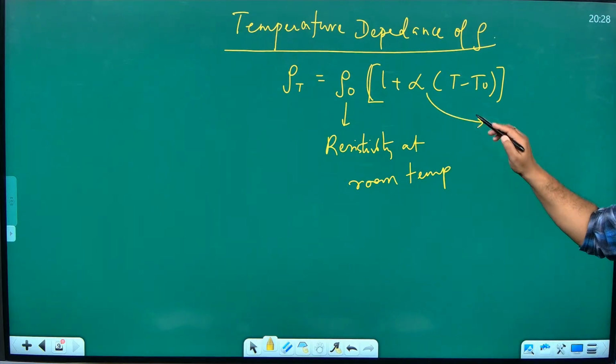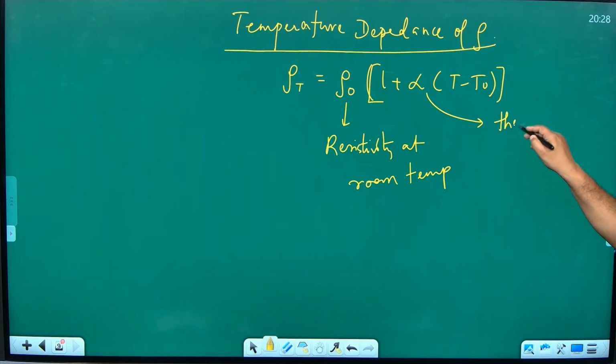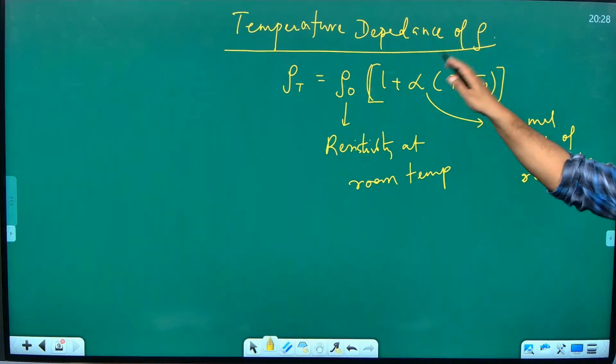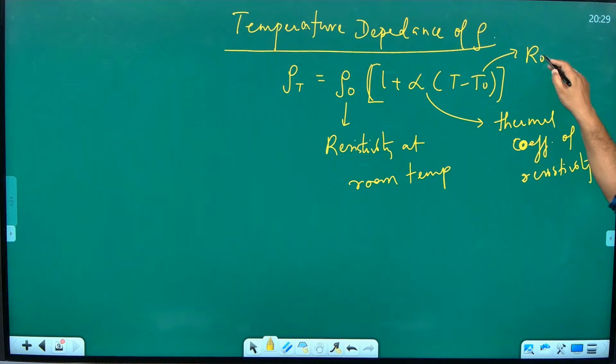Alpha is what? Alpha, beta, gamma: thermal expansion. Alpha there is linear expansion, isn't it? Here this is called the thermal coefficient of resistivity. And T is the temperature at which you are finding the resistivity, and T naught is the room temperature.